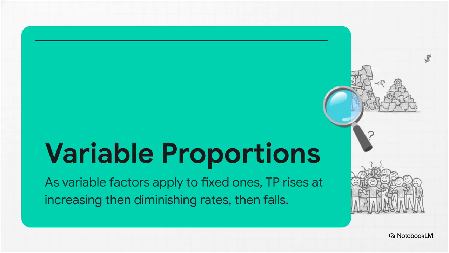First, your total product increases at an increasing rate, but then, eventually, it'll still increase, but at a diminishing rate. And finally, if you just keep blindly adding that variable factor, your total product will actually fall. It's basically the fundamental rhythm of production, a fast rise, a slow crawl, and then an inevitable decline.